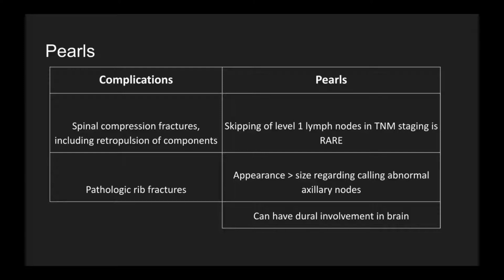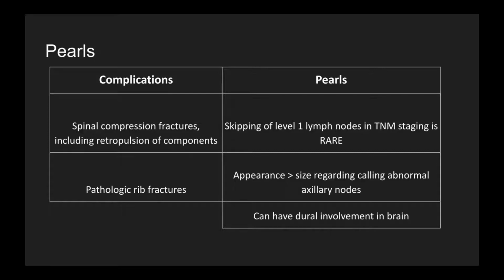The pearls of breast cancer are as follows. If you have metastatic disease in the axilla, it's really rare for it to skip level 1 lymph nodes, which are lateral to the pectoralis minor muscle. That's typically the sentinel node, where it goes first, rather than to level 2 or 3, which is underneath the pectoralis minor muscle or medial to it.